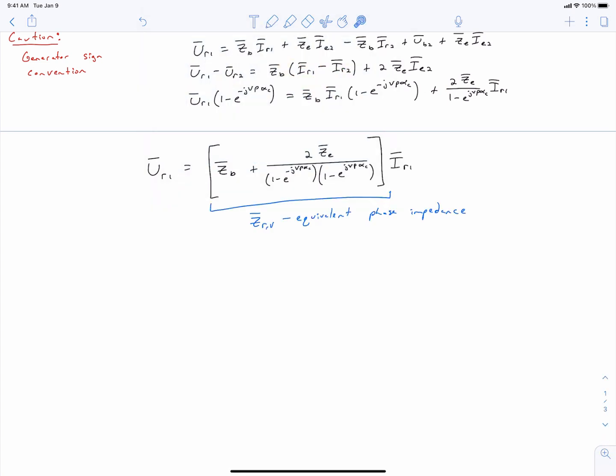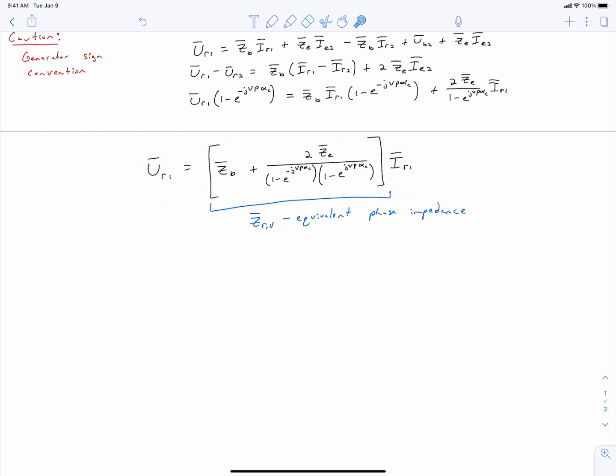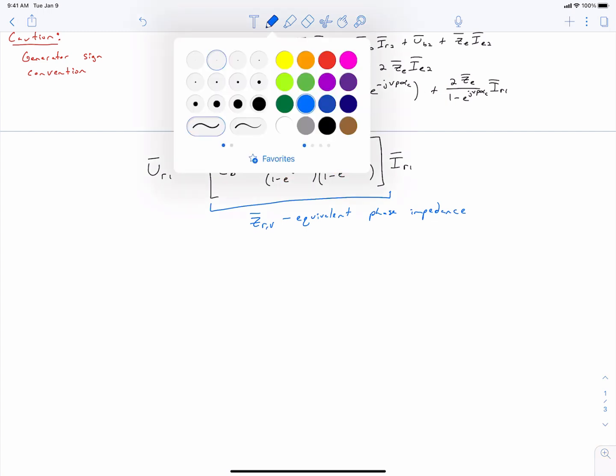And now we've arrived at a rather interesting point. We have this equation which tells us how to get our rotor bar current from our rotor bar voltage, which is exactly what we wanted. We can call this term in the middle here our equivalent phase impedance. And while this does what we want it to do, it's not in the most convenient form. We don't really like to see all these e to the j VP alpha c terms in here. And so we can work on those terms and convert that into a more convenient expression.